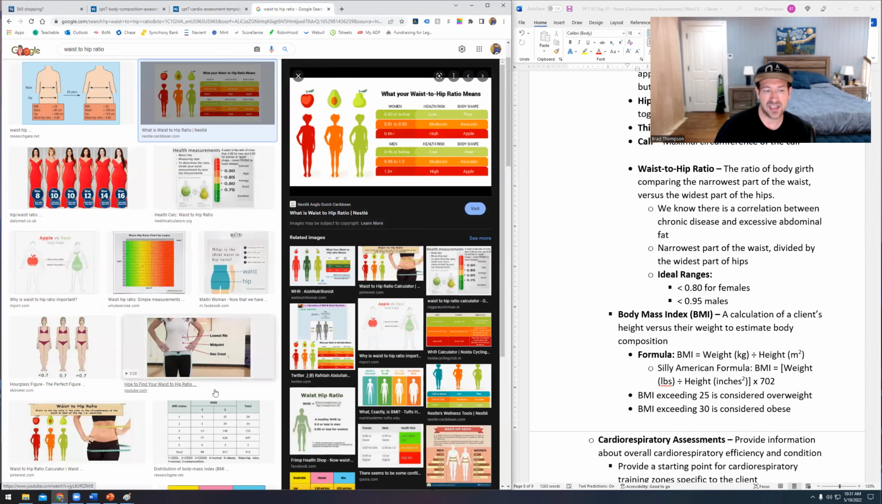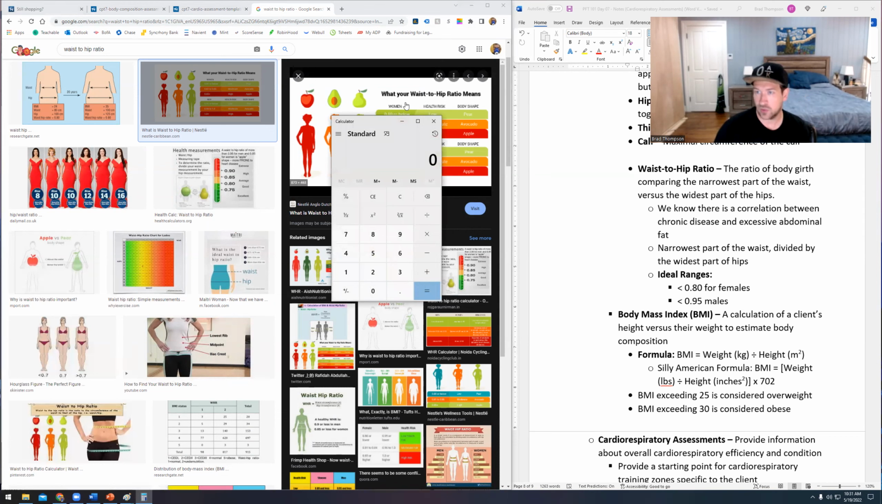So if your client has a waist measurement of, let's say, 33 inches, and a hip measurement of, we'll say, 42 inches, then 33 divided by 42 gives us a ratio of 0.78. That's a pretty good ratio. That's less than 0.8 for our female clients, and for our male clients, less than 0.95 would put us at a decreased health risk.